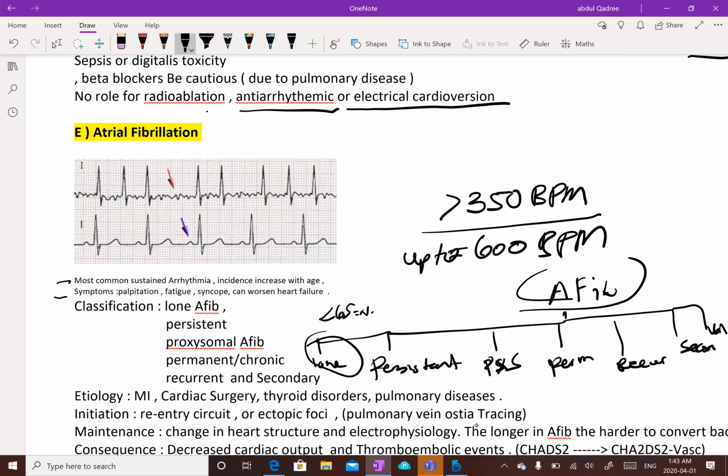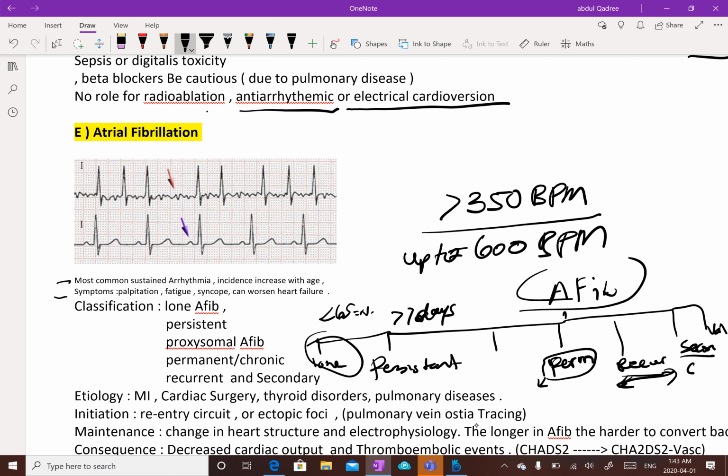Persistent means it's present for greater than 7 days or requires cardioversion to terminate it. Paroxysmal AFib terminates very soon, after a very brief period. Permanent is atrial fibrillation that would not go away even after cardioversion is performed, and it could be chronic. It can go away, but it can come back again. Recurrent is the AFib happening again and again, more than one time.